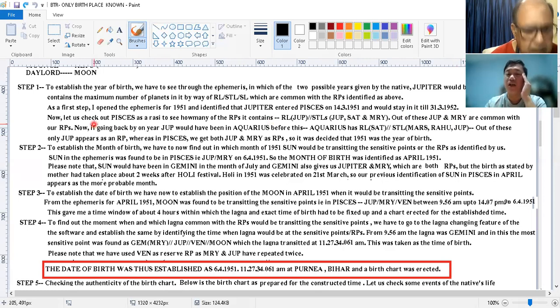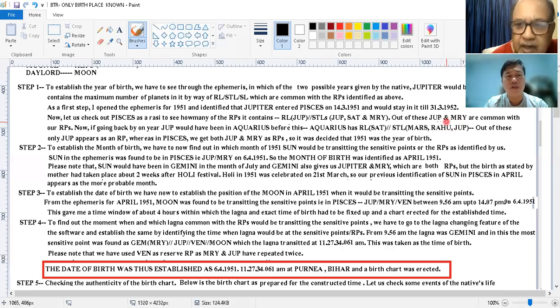Now let us check out Pisces as a Rashi to see how many of the RPs it contains. The Rashi Lord of Pisces is Jupiter. Star Lords: how many does it have? Jupiter, Saturn, and Mercury. Out of these, Jupiter and Mercury are common with our RPs.